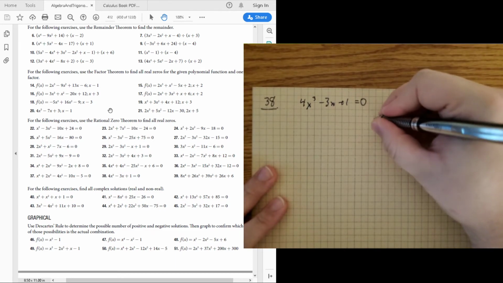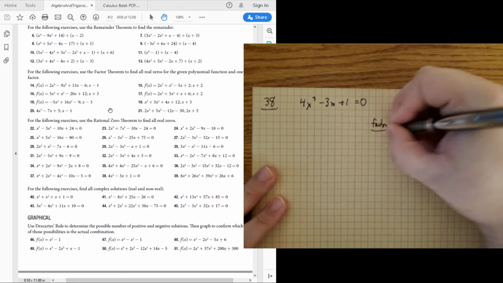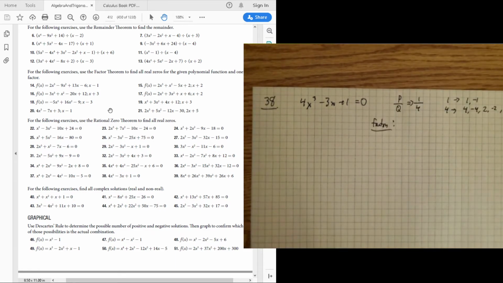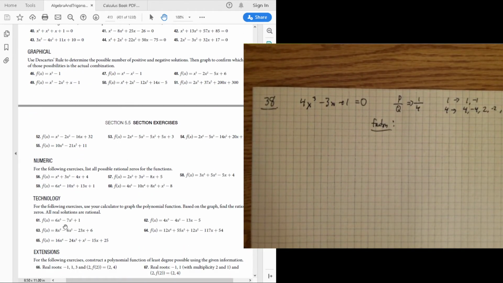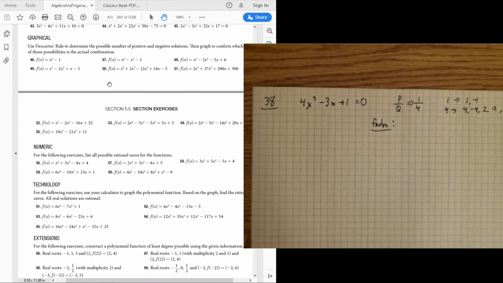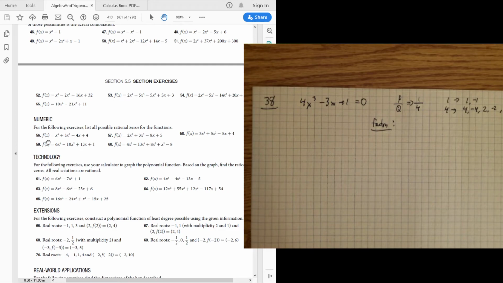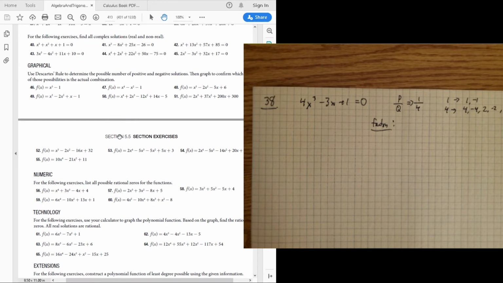Which means my complete list, which again, which one is it? This one. 57 and 59 just ask you to list the possible zeros. They don't ask you to actually solve. So if we're doing 57, it would just stop right after this step.